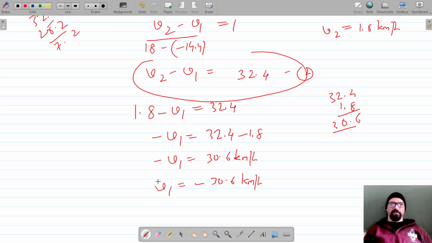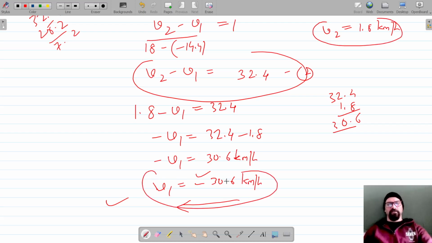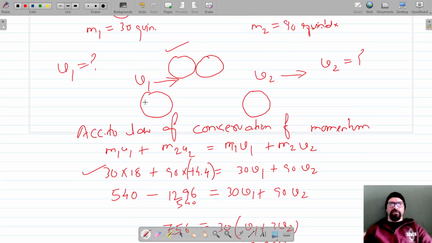That is, the direction of V1 is towards the left-hand side, as indicated by the negative sign in this value. So we have got the final velocities of A and B: 30.6 kilometer per hour and 1.8 kilometer per hour. And the first body will go in this direction.